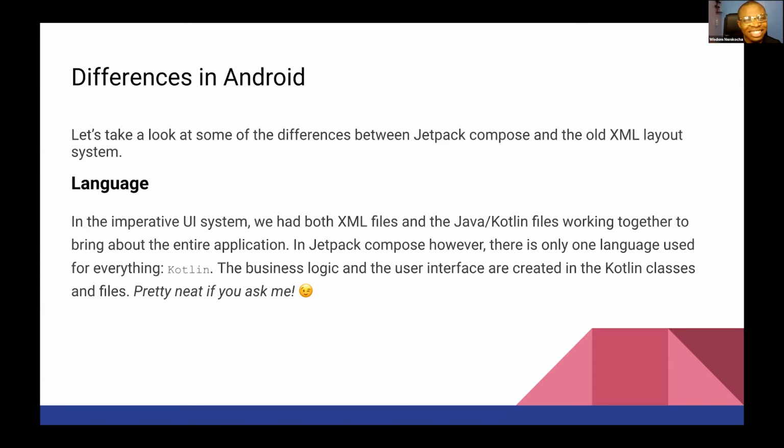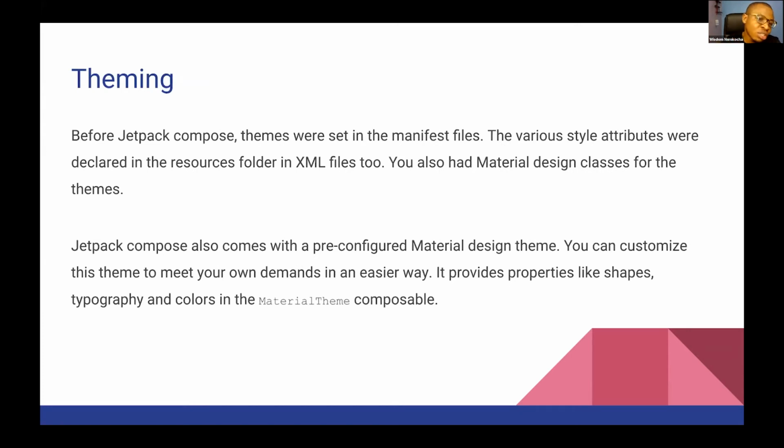As simple as that. Now going over to the theming section. Before Jetpack Compose, themes were set in the manifest and the various style attributes were declared in the resource folder in XML files too. We also had Material Design classes for the themes. But in Jetpack Compose, everything is quite different. It comes with a pre-configured Material Design theme. You can customize this theme to meet your own demands in an easier way, providing properties like shapes, typography, and colors in the MaterialTheme composable. We'll still have time to look at those classes in our Android Studio.